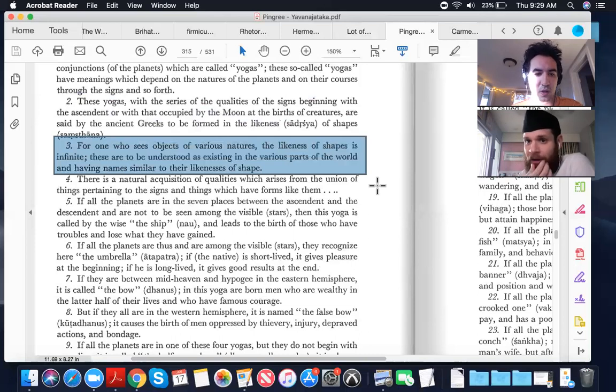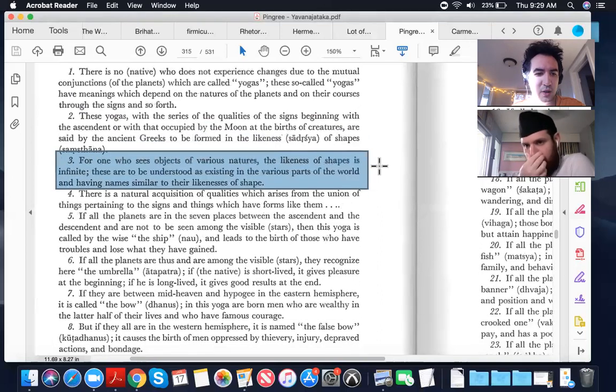As they usually are. Yeah. So it's kind of an esoteric passage there until you read the rest of it and you start to see that. And then in the first shloka here he gives some basics: these so-called yogas have meaning which depends on the natures of the planets and on their courses through the signs and so forth.